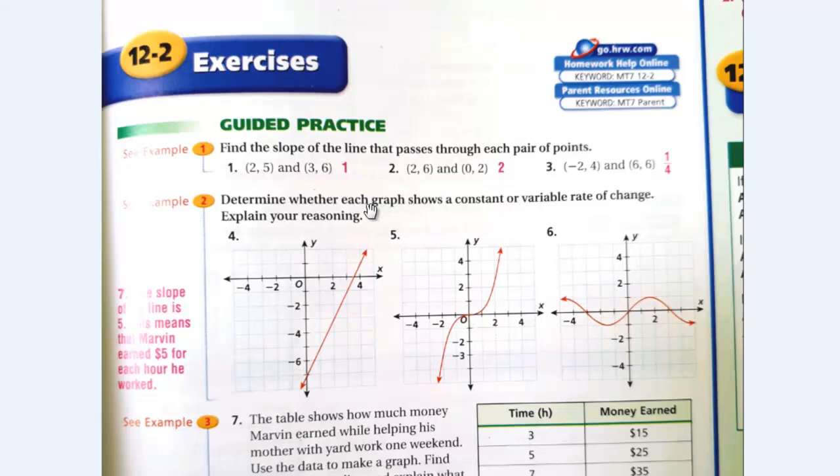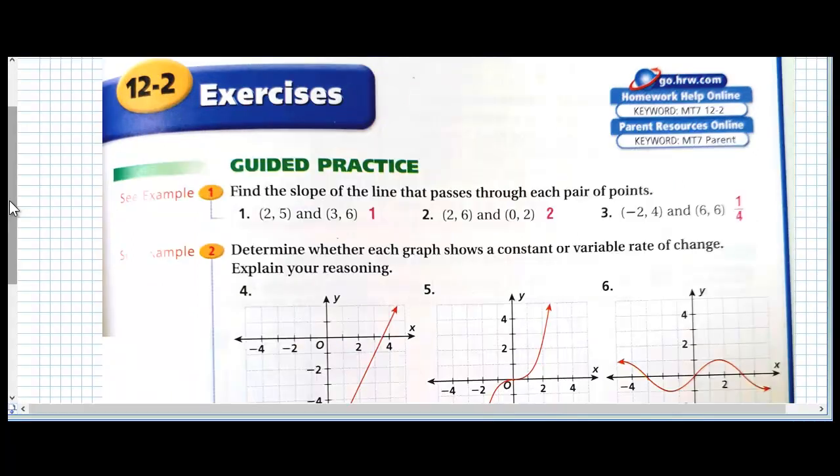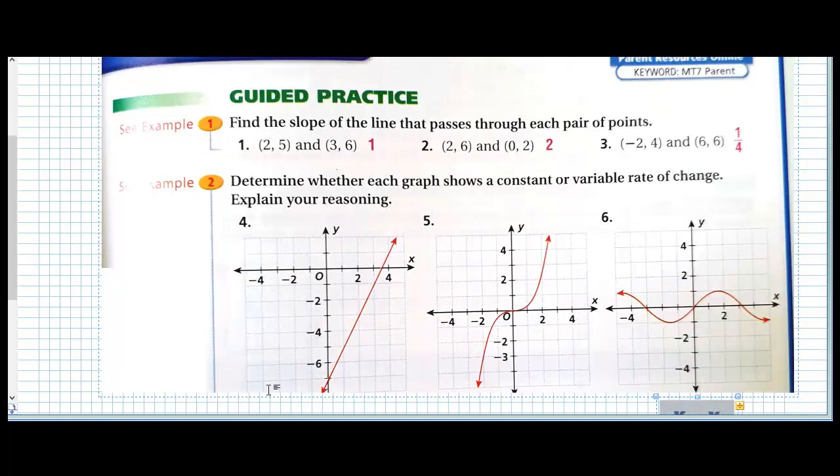Chapter 12, Lesson 2, page 635. To find the slope of a line, we need to find 2 points on that line. So, if I have 2 points on a line and I need to find the slope, let's start solving.